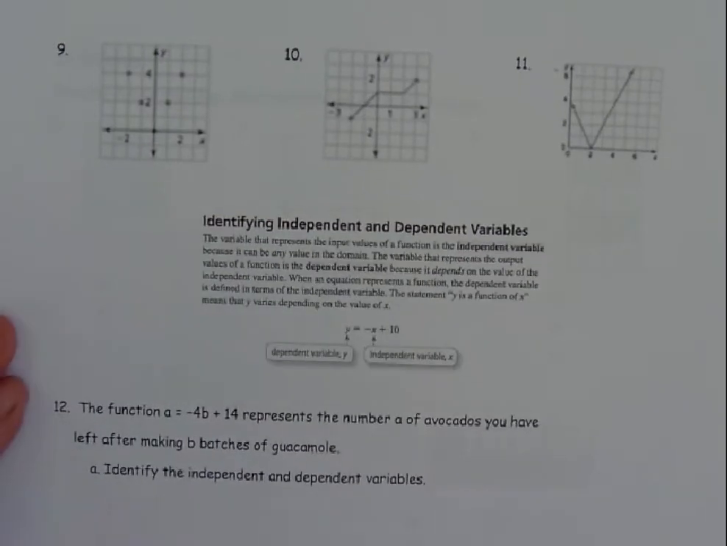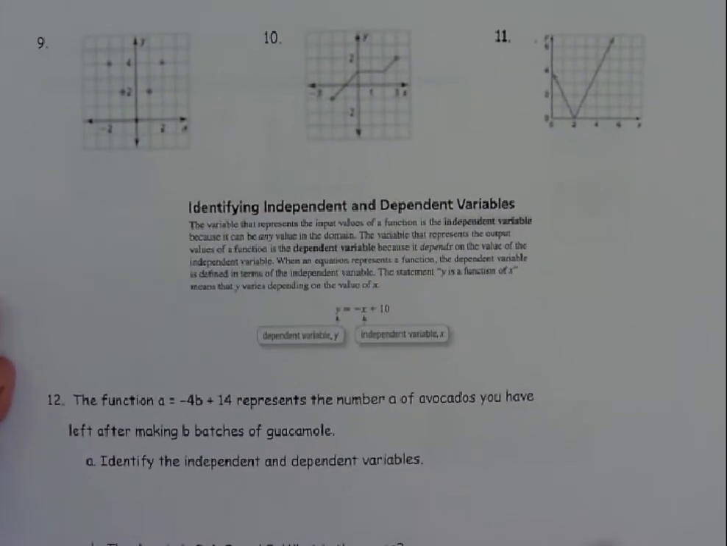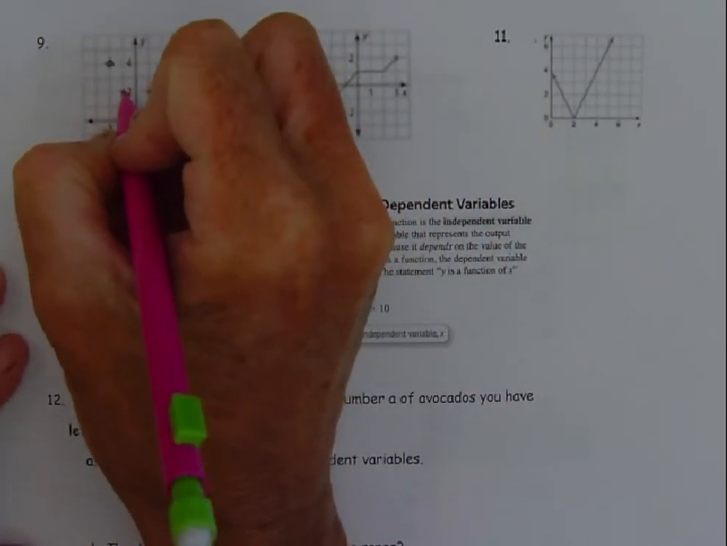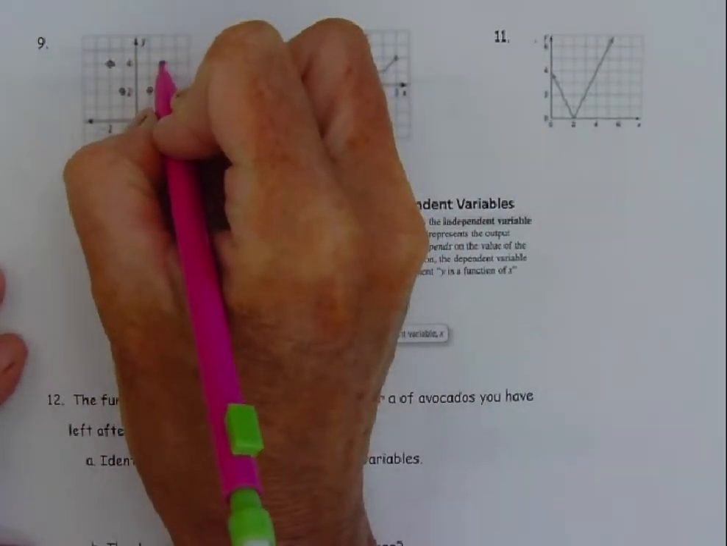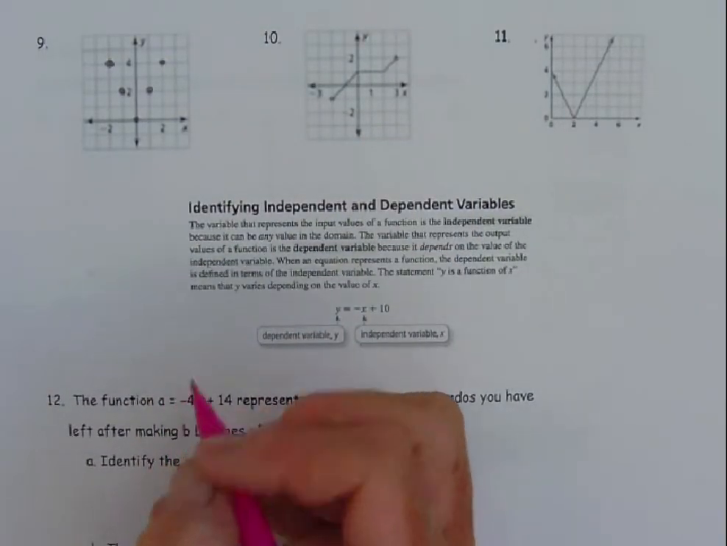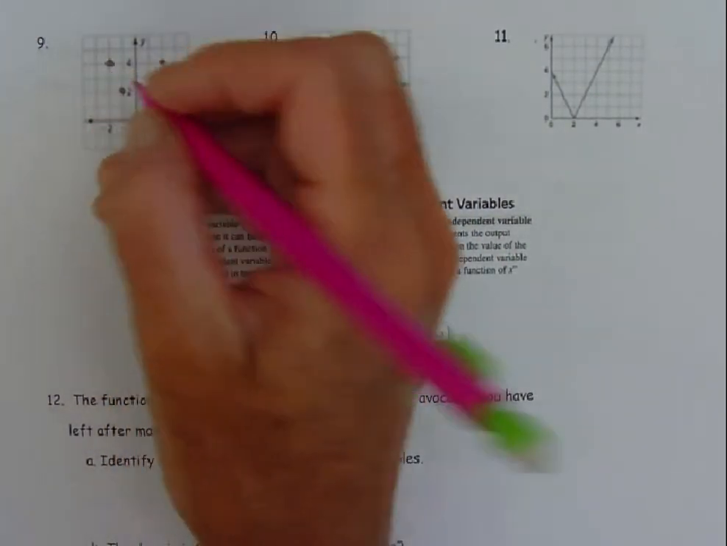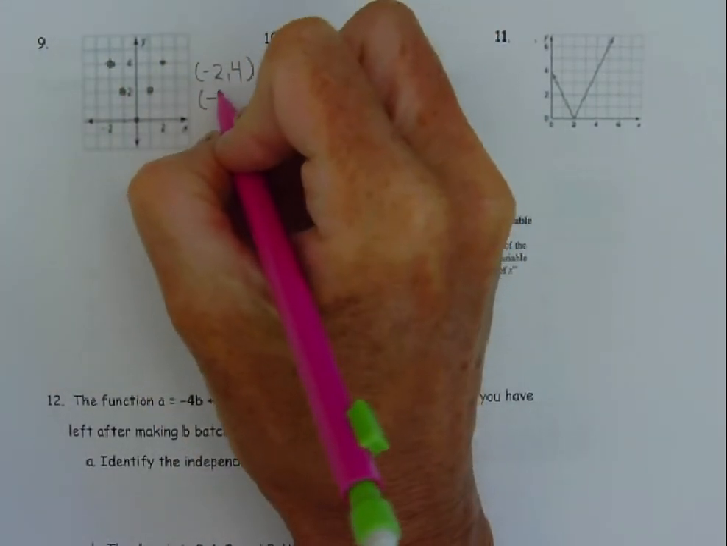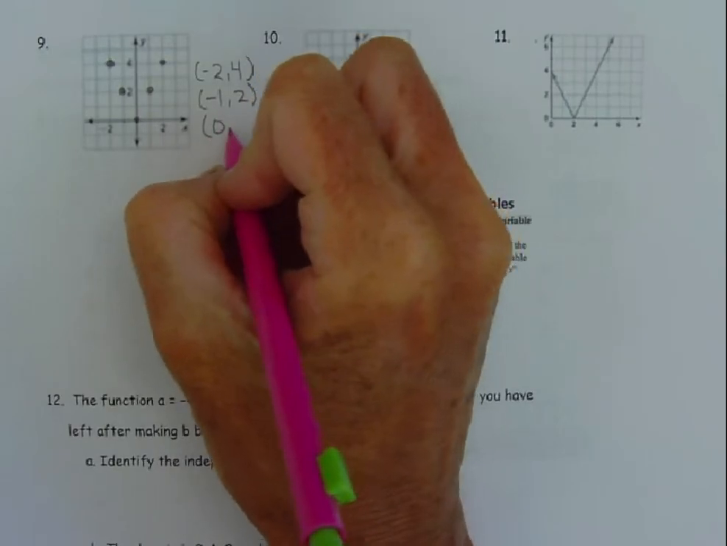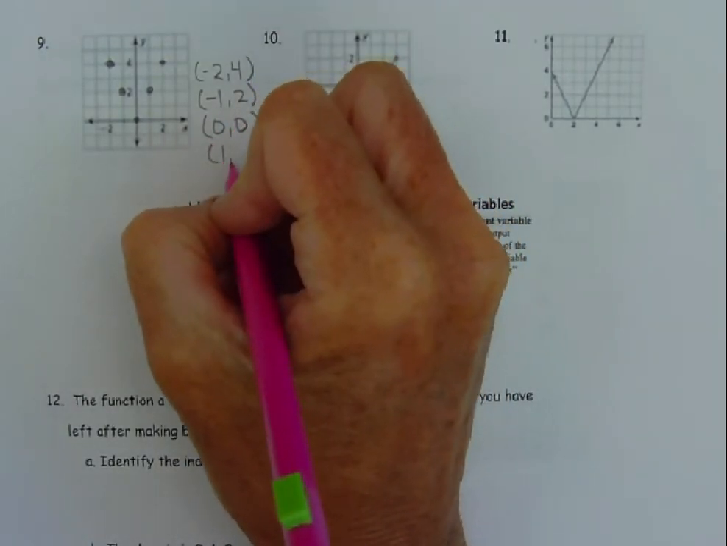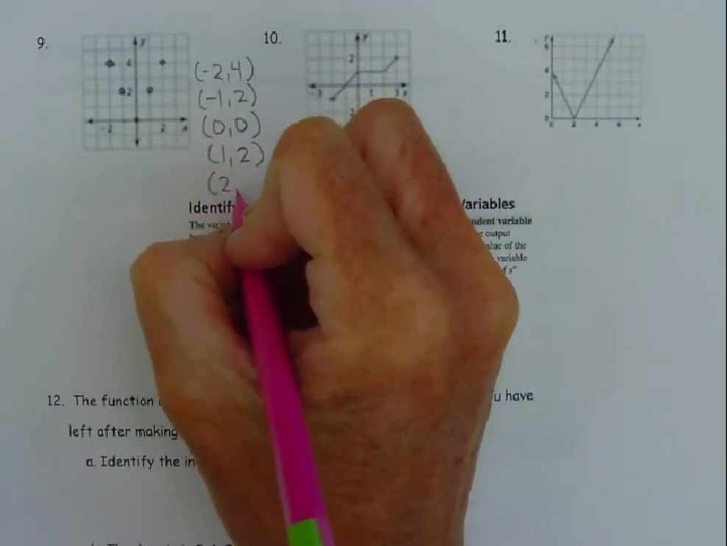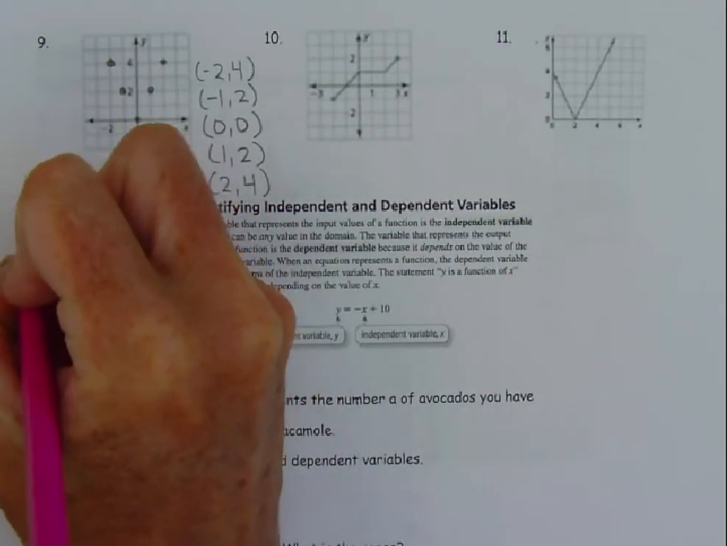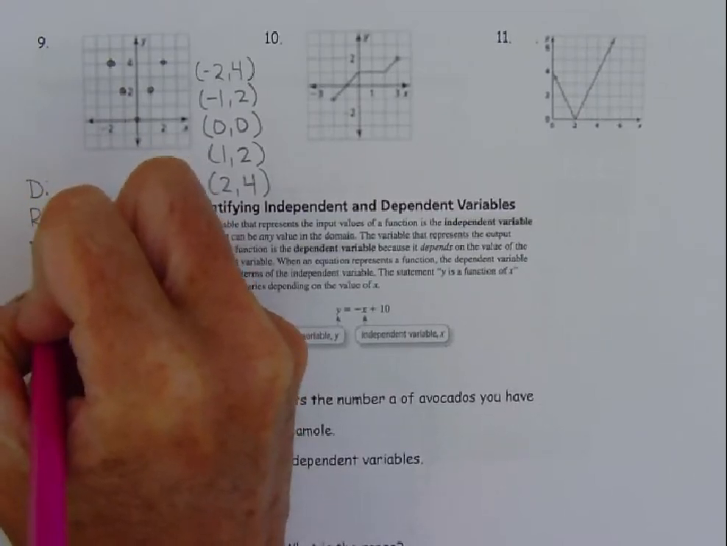So in number 9, it's kind of hard to see a little bit, but you will quickly notice that there's a list of points. So the points look like they are these 5 points. The easiest way is to list those values off to the side: -2, 4; -1, 2; 0, 0; 1, 2; and 2, 4. Once you have those points listed, it is really easy to see the domain, range, and function.